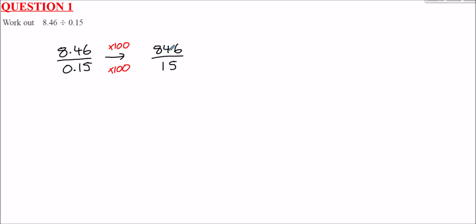By the way, this does simplify if you can spot that, but I'm going to assume if you can't, we can just do this division straight away. So 15 into 846. Because it may be a few decimals after, I'm just going to put a decimal point, then a few zeros if needed, because I'm not sure at this stage if we're going to have a decimal answer. Well, let's assume that you might not know that.